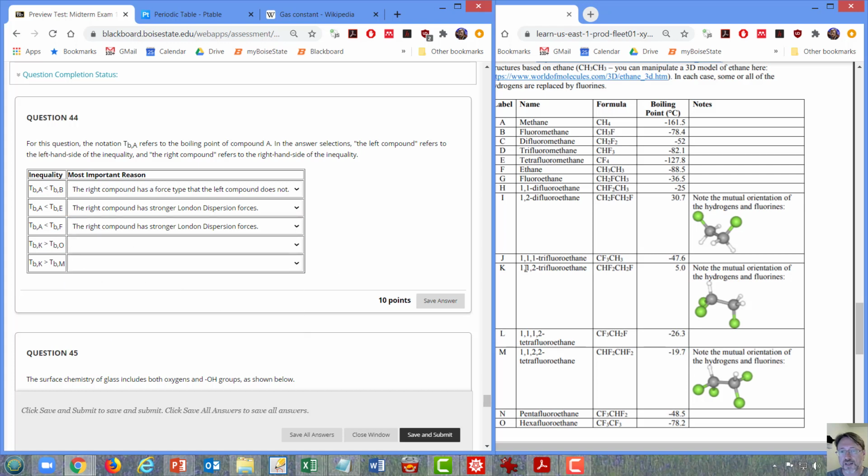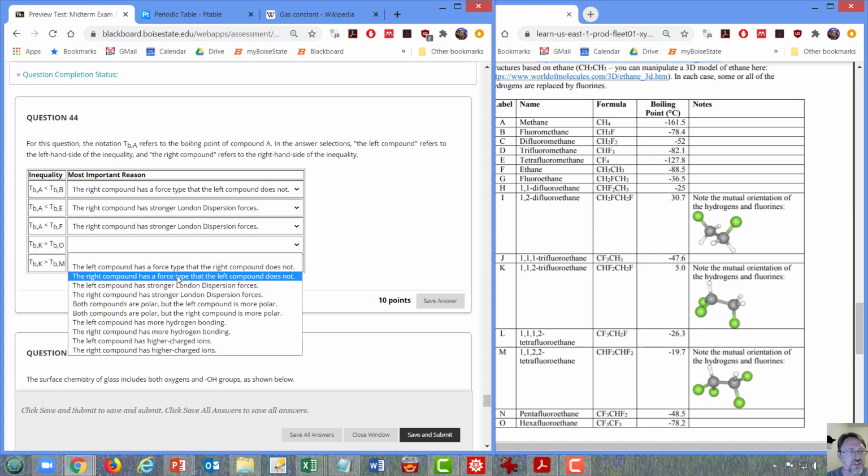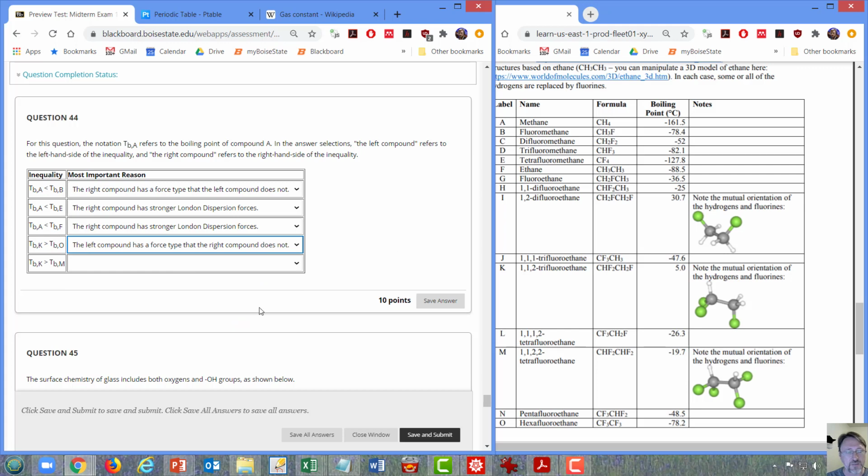K versus O. This one is the same thing, but all of them are fluorines. Now, this one has the higher boiling point, and that's because it has dipole-dipole interactions, whereas this does not. So the left compound has a force type that the right compound does not.